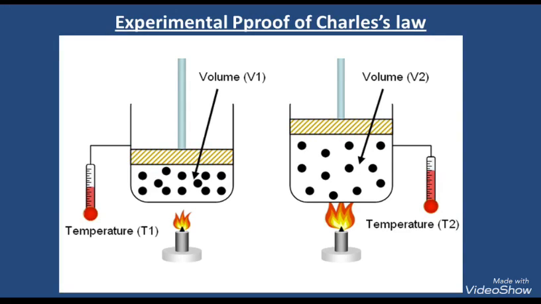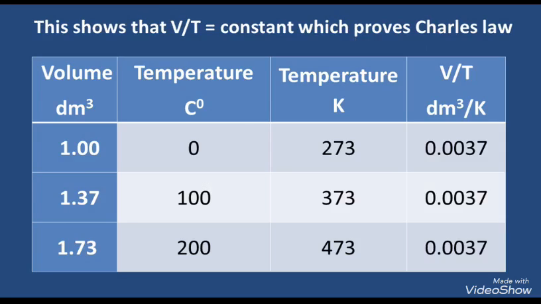This is the direct relationship between temperature and volume. This shows that if temperature increases, volume also increases. This table is actually experimental data collected from the experiment that shows if temperature increases from 273 to 373, the volume also increases from 1 to 1.37 decimeter cube. And if we further increase temperature from 373 to 473, the volume of the gas also increases from 1.37 decimeter cube to 1.73 decimeter cube.